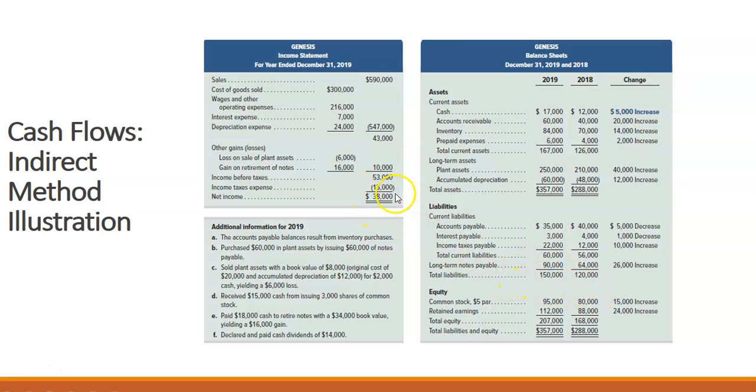We also have our net income, and then we have other information. Accounts payable balances are from inventory purchase. We bought plant assets by issuing notes payable. So we didn't pay cash for those, but we do have a new note. So we would have to disclose that. We sold plant assets, we received cash, we had a loss, we received cash from stock sale, we declared and paid dividends, and we paid cash to retire notes. So we're going to use this information throughout the entire statement of cash flows.